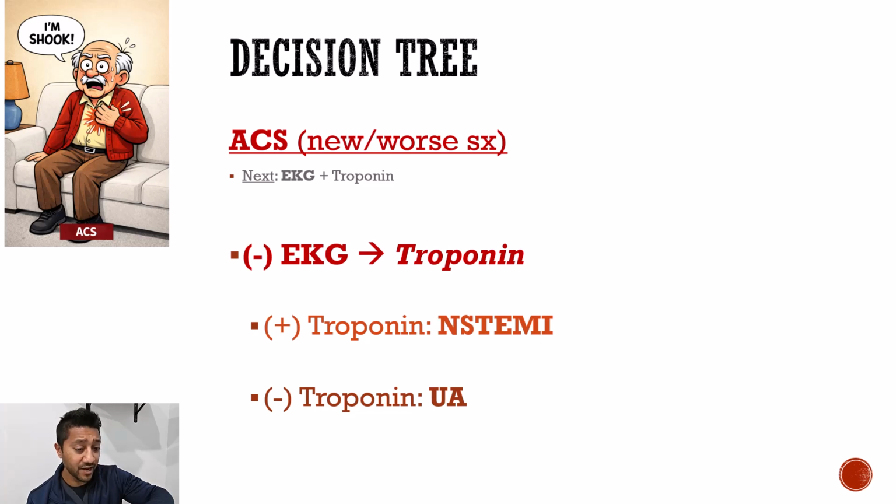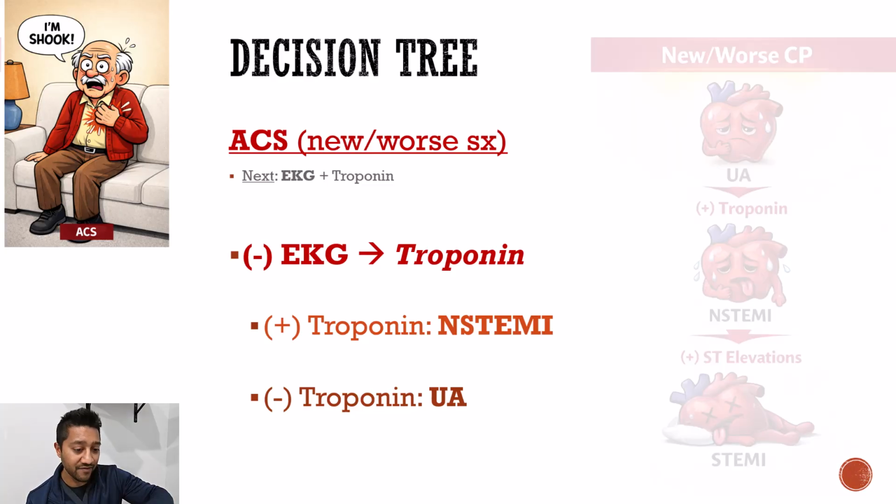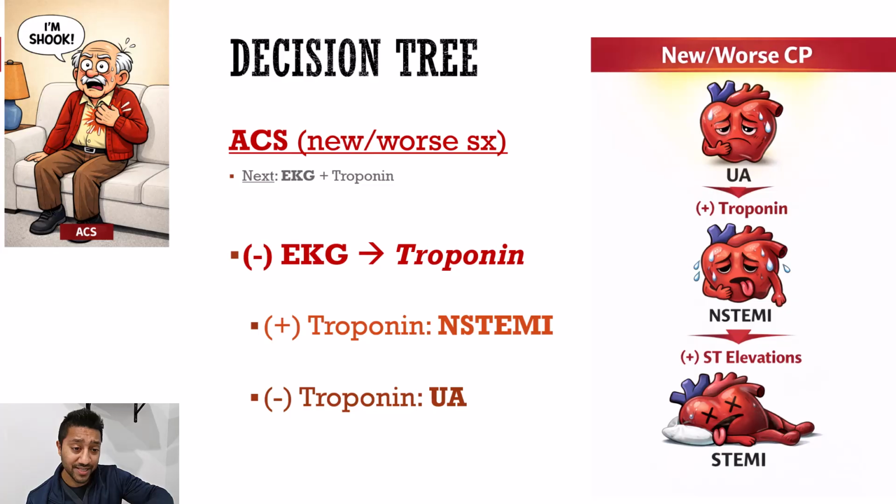Now note something very unique about unstable angina. There are no troponins and no EKG changes. All it takes is a good story of angina that is new or worse, and you automatically have unstable angina as your diagnosis at a minimum. You then upgrade this diagnosis based upon the EKG and troponin findings, where if it's positive troponins, you're upgraded to an NSTEMI, or if you see ST elevations, then boy, you got a STEMI.